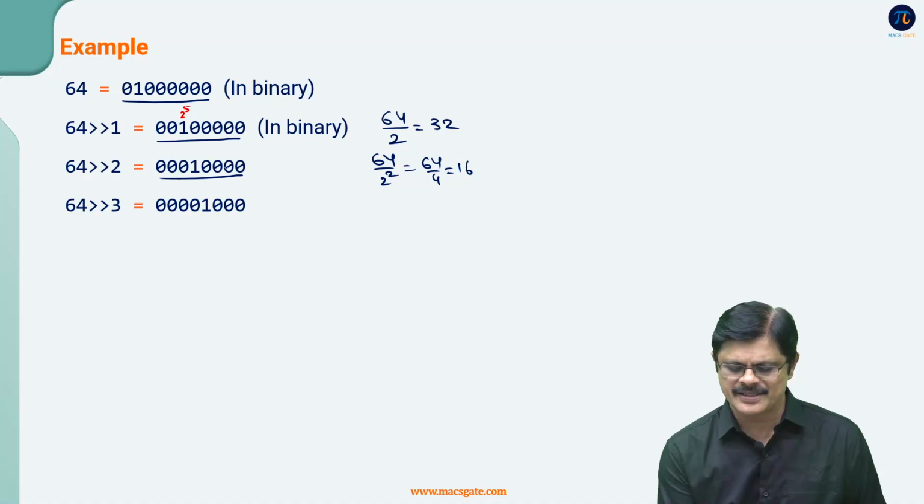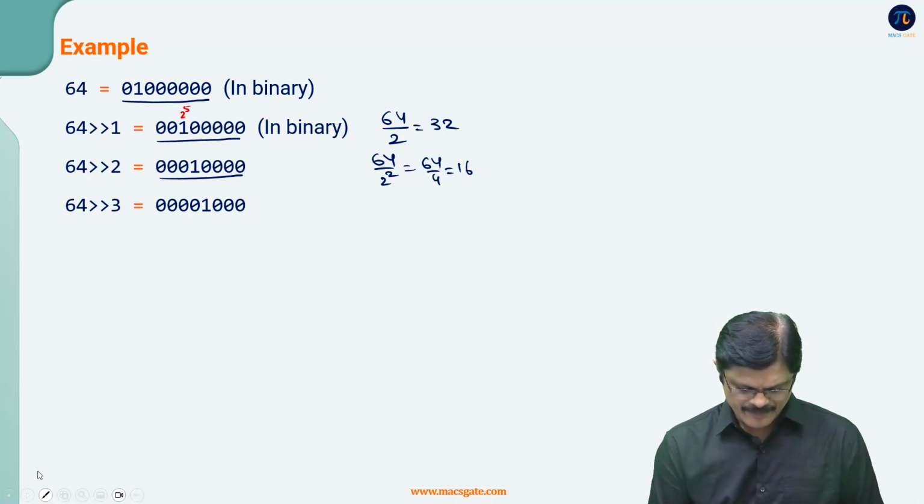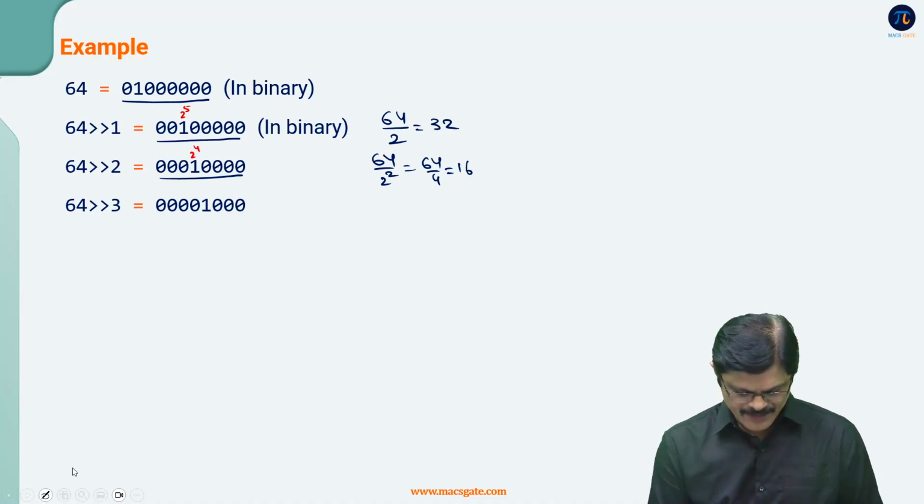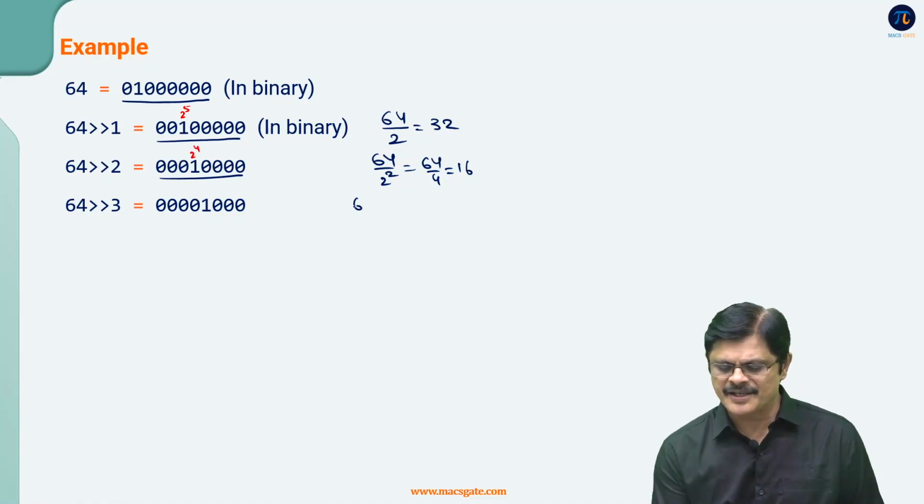You can verify this. Okay. This is 2 power 0, 2 power 1, 2 square, 2 cube, and it is 2 power 4, which is nothing but 16. And right shift by 3 bits, 64 by 2 cube, that is 64 by 8, which is nothing but 8.